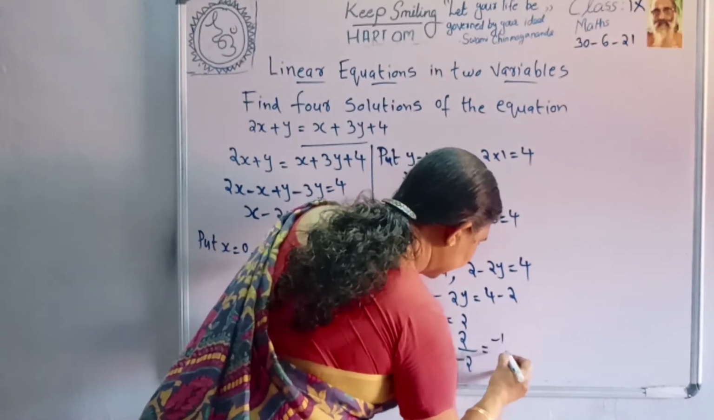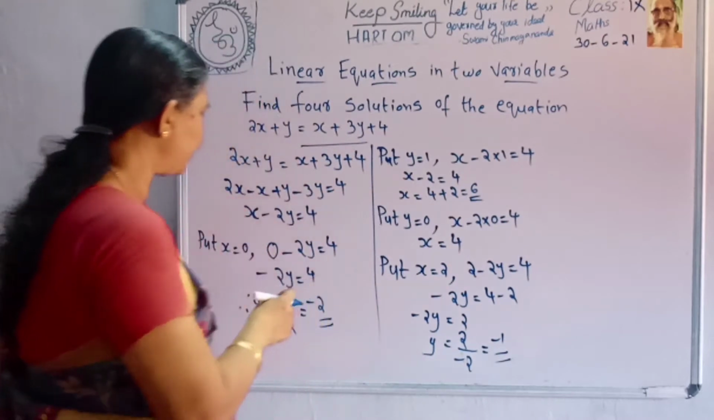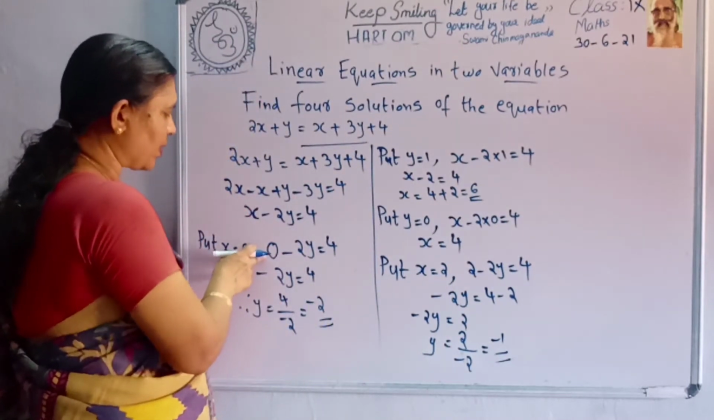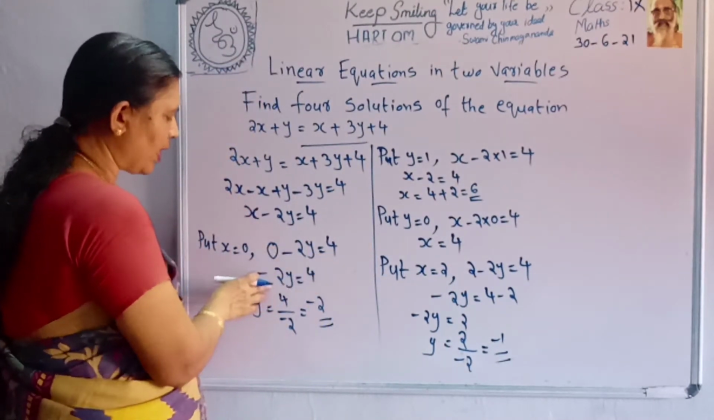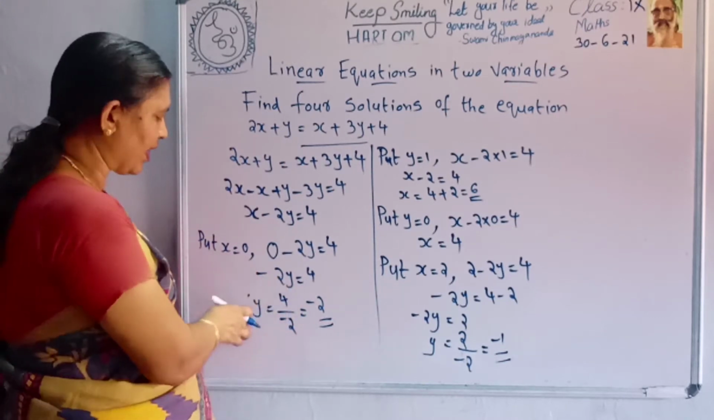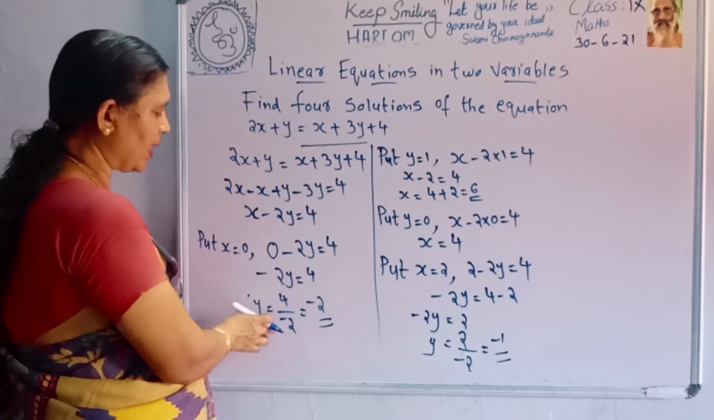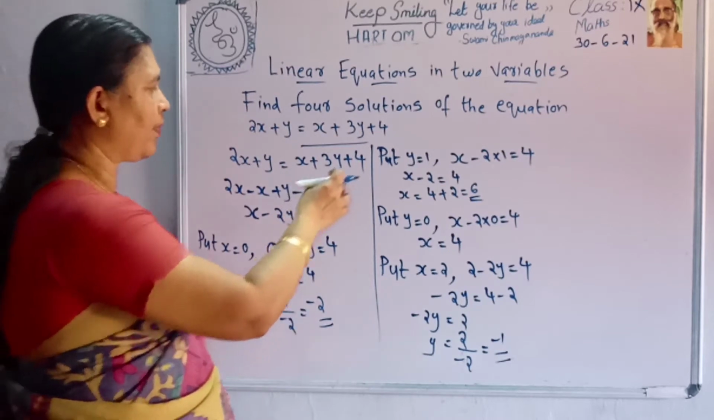That is equal to minus 1. So, if we put x is equal to 0, y is equal to minus 2, then minus 2y is equal to 4. Therefore, minus 2y is equal to 4. Then what is y? y is equal to 4 by minus 2, that is minus 2.